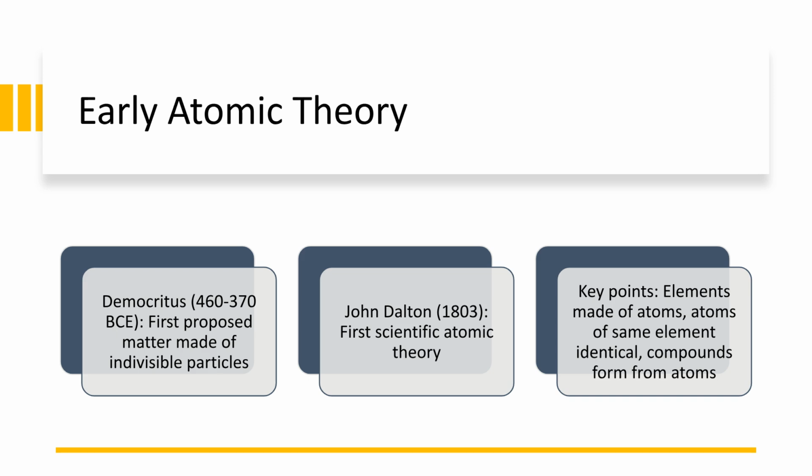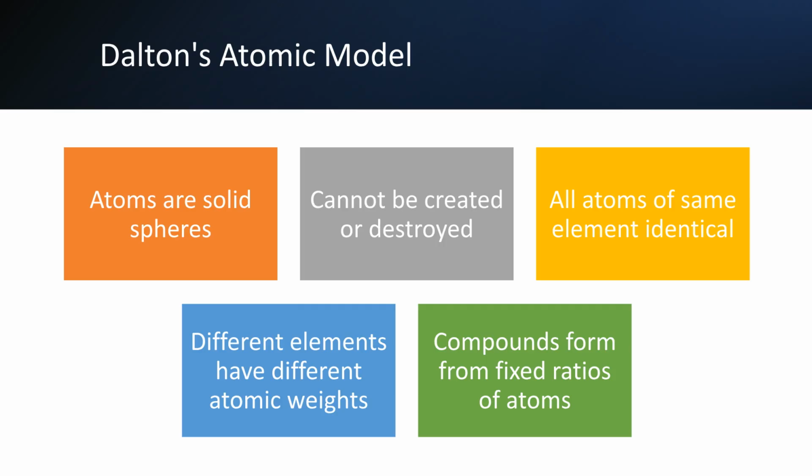Early atomic theory began with Democritus in the 4th century BCE, proposing indivisible particles. John Dalton later developed the first scientific atomic theory in 1803, stating that elements are made of atoms and compounds form from these atoms. Dalton's atomic model suggested atoms were solid spheres that could not be created or destroyed. He established that atoms of the same element are identical, but different elements have different atomic weights. Compounds form from fixed ratios of these atoms.